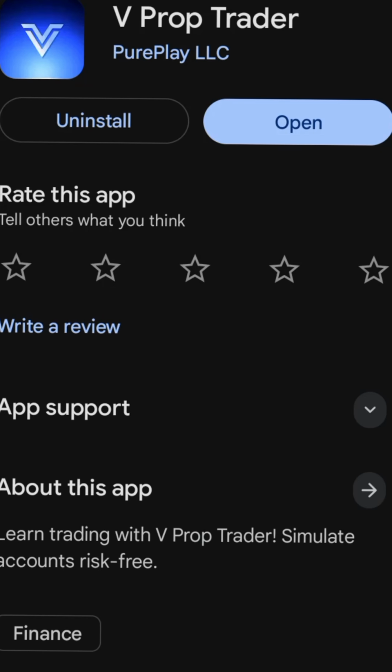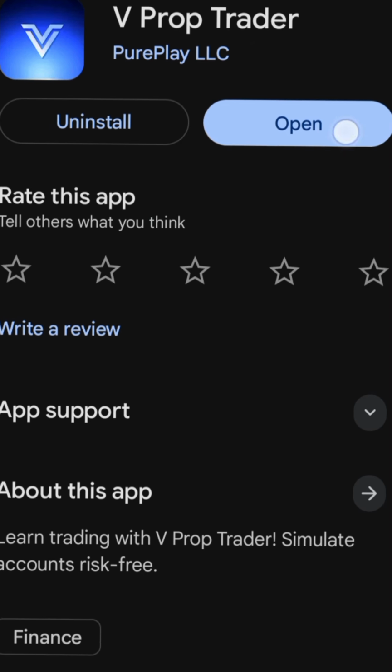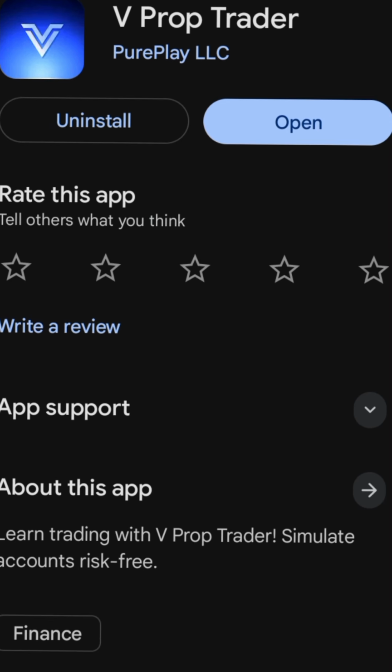So the name of the prop broker is called VProp Trader, and as you can see, I've already downloaded mine from the Play Store, and this app is also available on the App Store. If you are using iOS, you can get it on your App Store also.